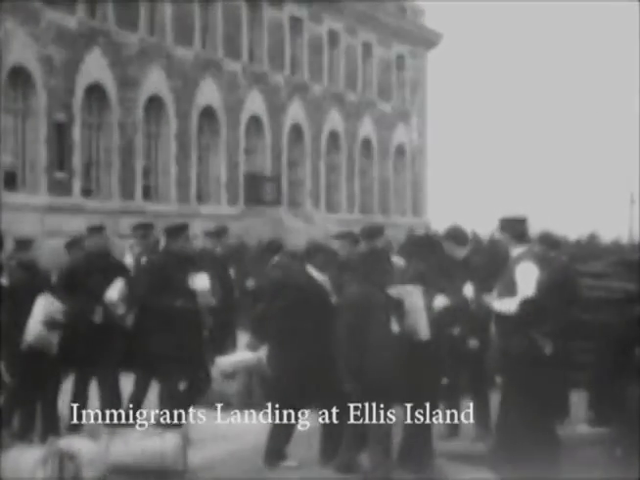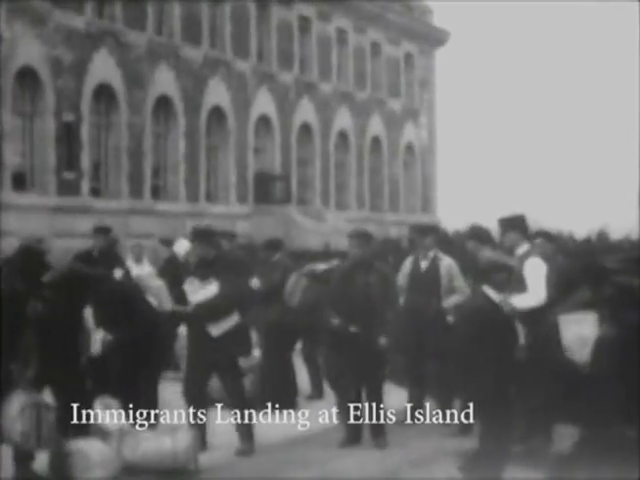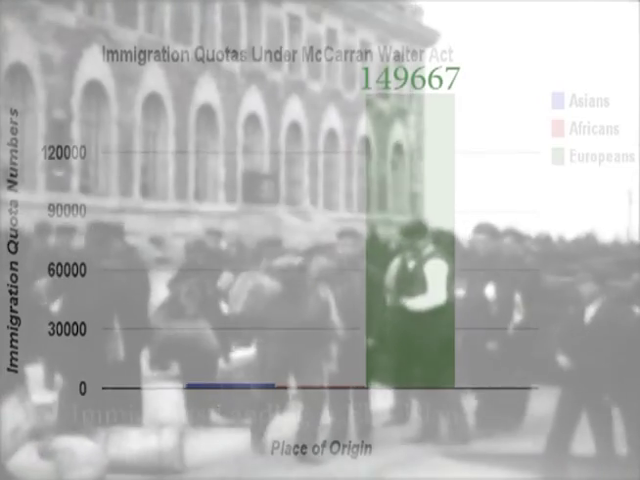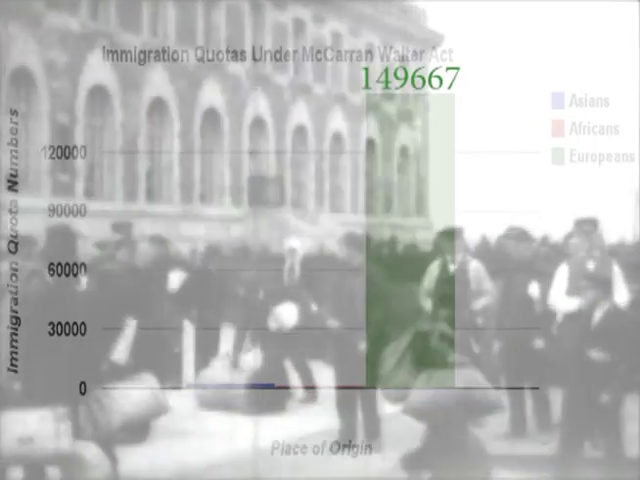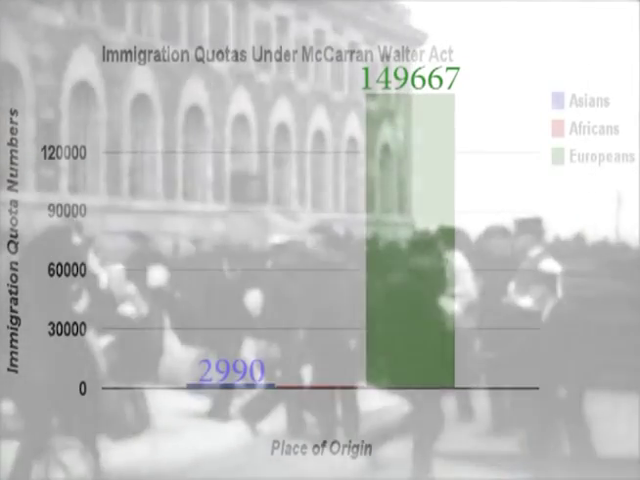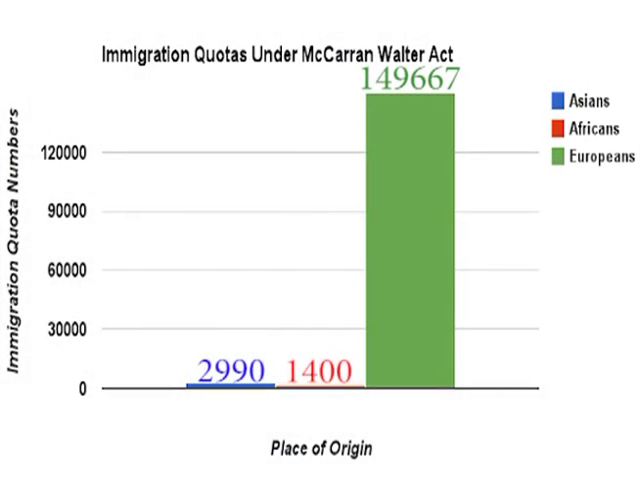Under this act, European immigrants were given a yearly quota of 149,667 people, while Asian and African immigrants faced quotas of 2,990 and 1,400 people, respectively.